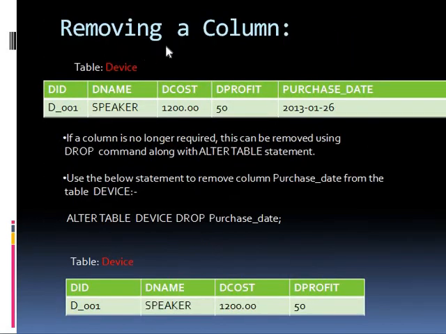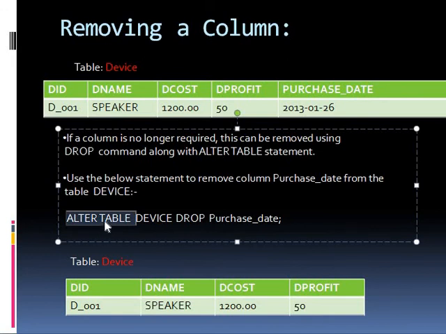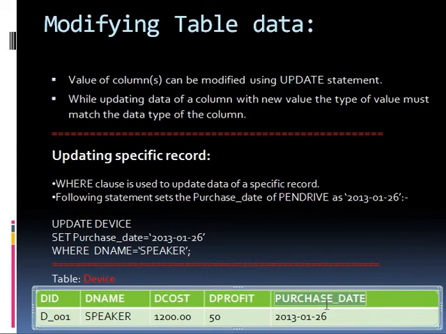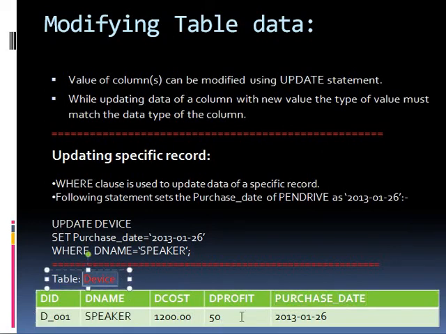Now in the last slide I am going to explain how to remove a column from a table. Even for this we have to make use of the ALTER TABLE statement, but in conjunction with the DROP command. Say for example you want to delete this particular column named purchase_date from this table device, that is this table.